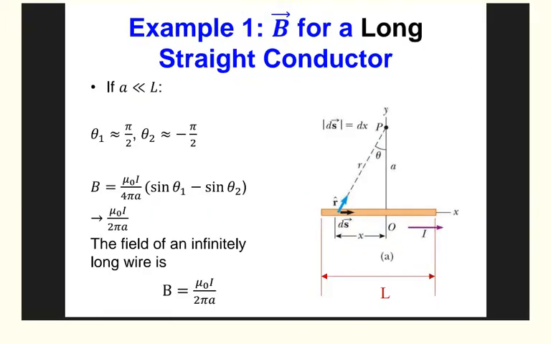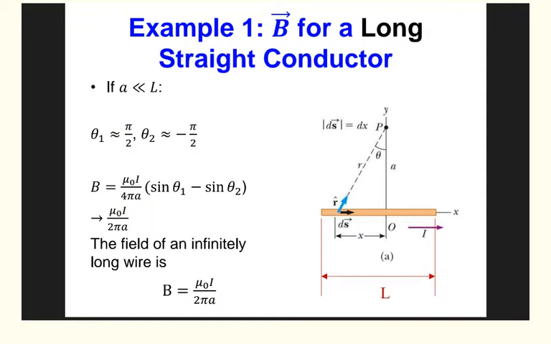This expression further simplifies if we measure the magnetic field very close to the wire. That is, if we assume that the distance a is much smaller than the length of the wire L. For example, if the length of the wire is 1 meter and we measure the magnetic field at the distance of a few centimeters, this approximation will certainly apply. In this case, the angle theta 1 is approximately equal to plus 90 degrees and the angle theta 2 is equal to minus 90 degrees. We evaluate the expression for B using these values of thetas, and we get B equals mu naught times I divided by 2 pi a.